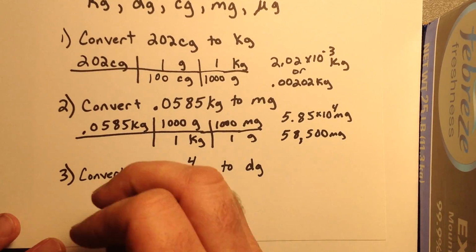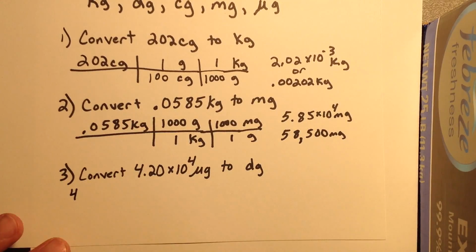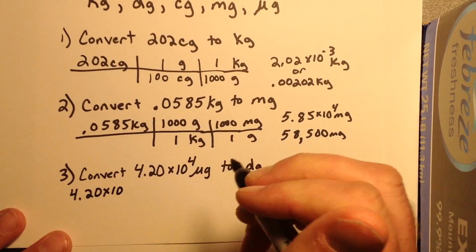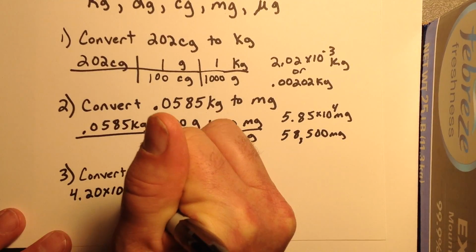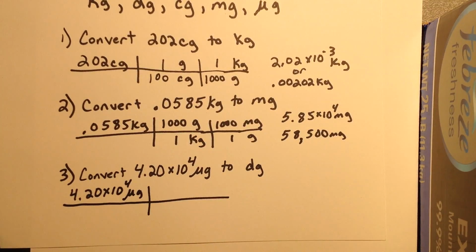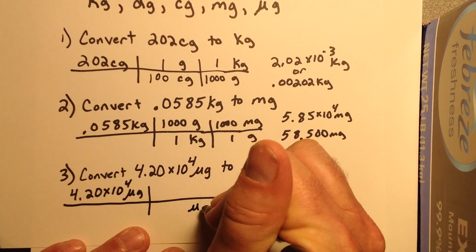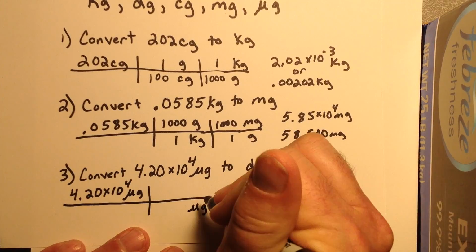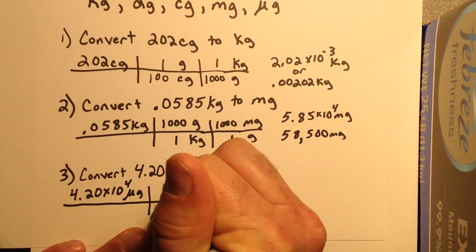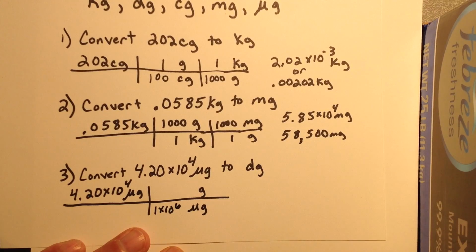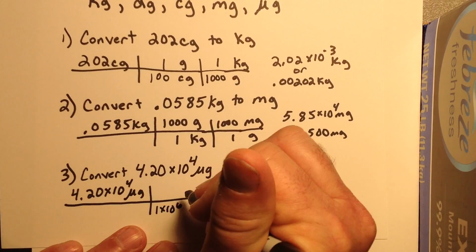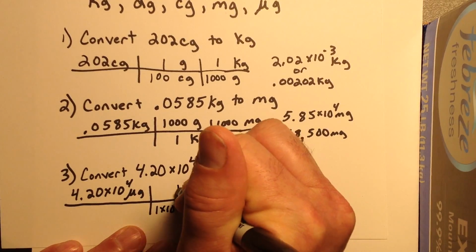Our last problem will be converting micrograms to decigrams. So once again, you can pause it, but I'm going to go ahead and keep working. 4.20 times 10 to the 4th micrograms. Some people don't like making that weird symbol, and you feel free to write out the word micro. Okay, next thing, your micrograms have to go on the bottom, and you always go to your base, which is just the grams. So now we know that 1 times 10 to the 6th, because I just don't like writing all those zeros. A lot of people will put a million down here, but I just prefer the scientific notation. And that equals 1 gram.